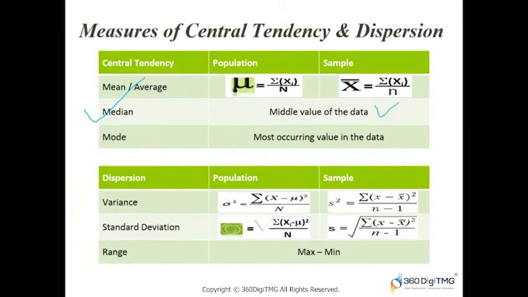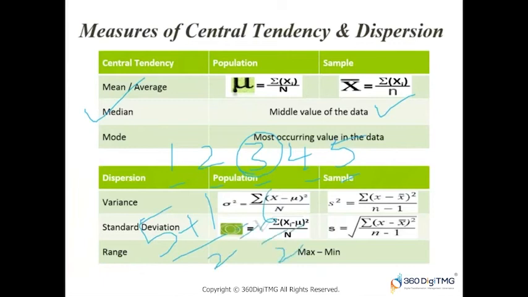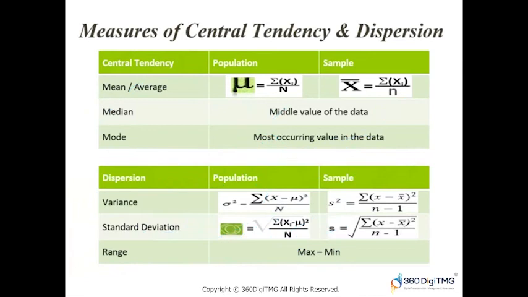What is median? It is the middle value of the data. Say I have numbers 1, 2, 3, 4, 5. Median in this data set would be 3 because that is the middle number. Or you can simply calculate using a formula also. If I have n numbers, in this case 5 numbers, I do 5 plus 1 divided by 2, which is 6 by 2, which is 3. The third number is the median. The formula is n plus 1 by 2 basically, where n is the number of numbers in the data set.